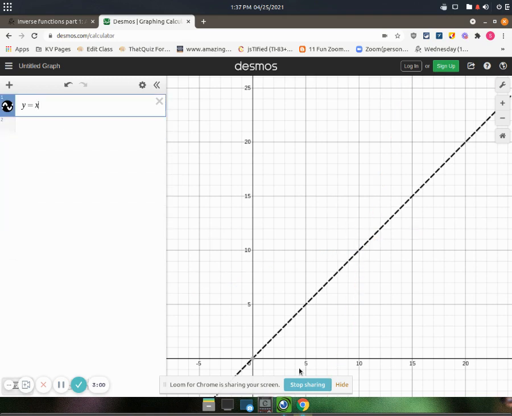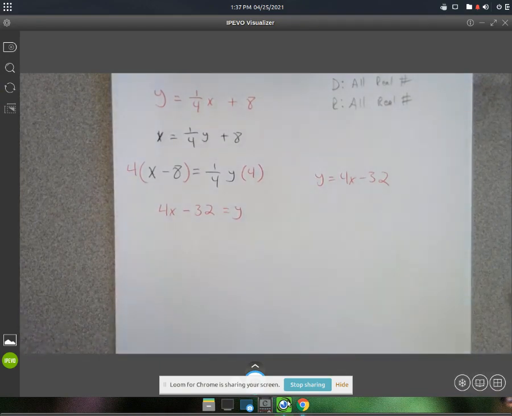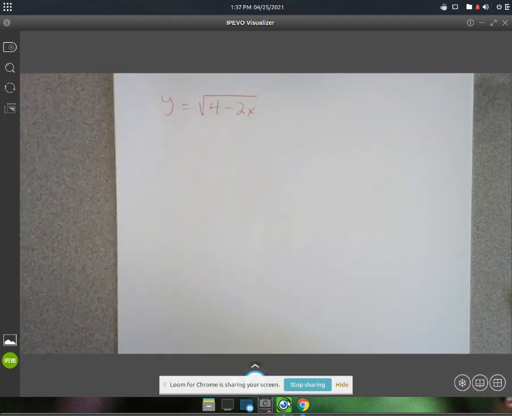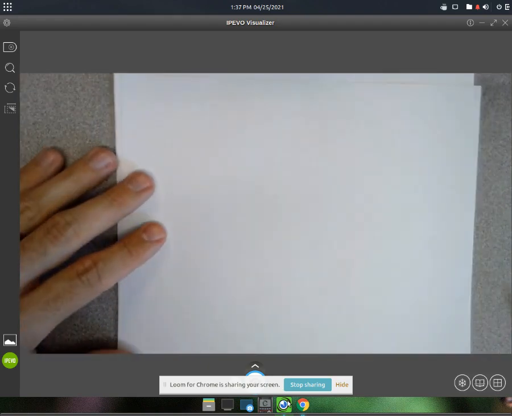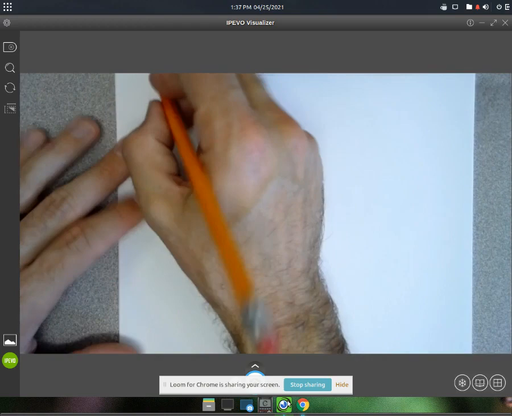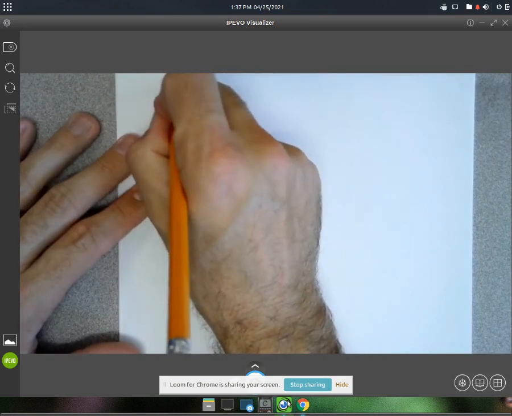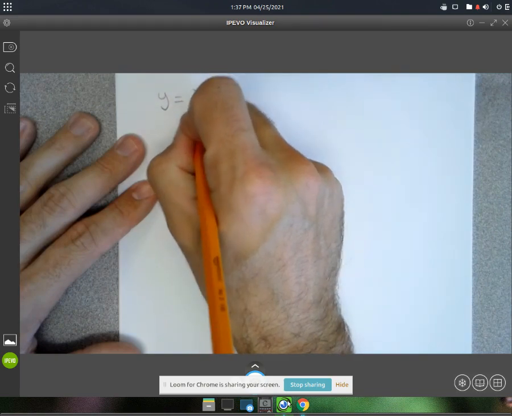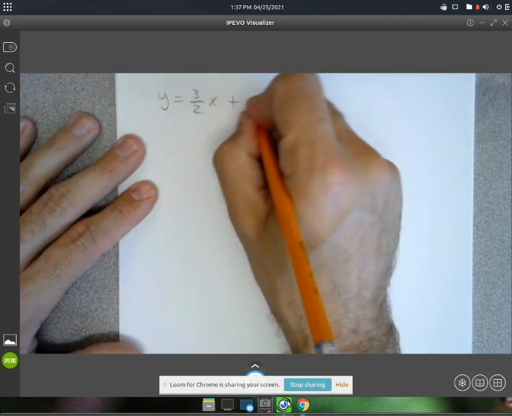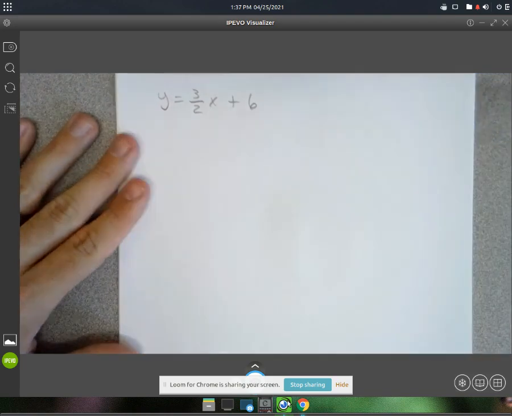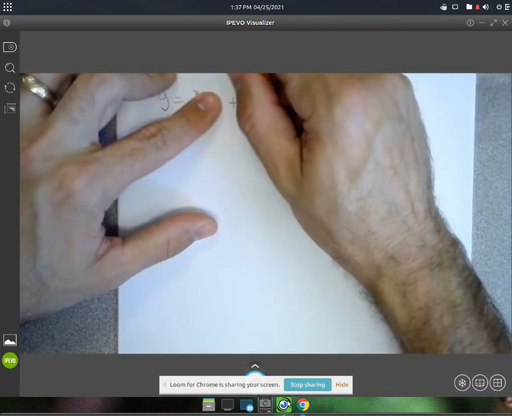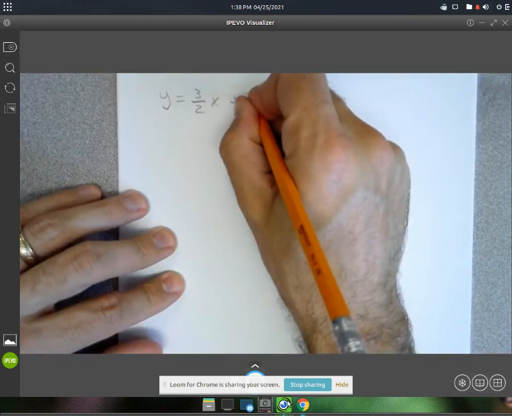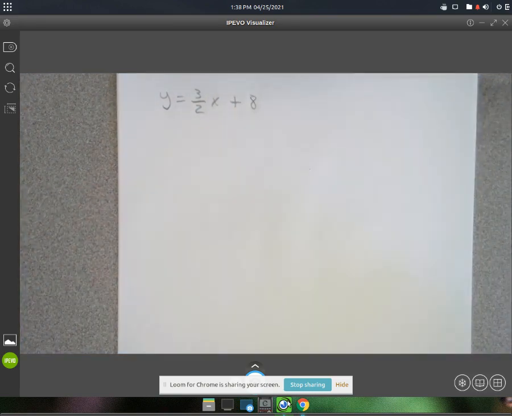And let's go ahead and check out this next one. So that wasn't too bad, the line. It's nothing crazy. You know what? Actually, I got a second. Let me do one where it's not so easy. Let's say it's y equals 3/2 x plus 6 to start off. No, we'll make it weird. 3/2 x plus 8. Yeah, 8 should make it weird.